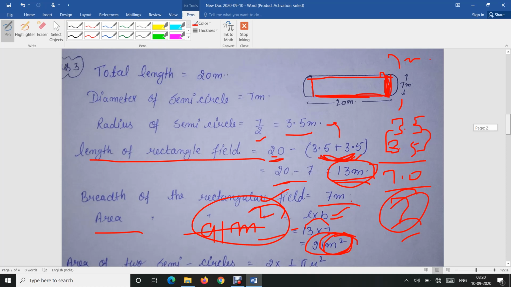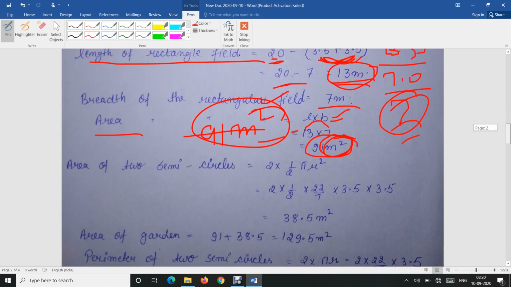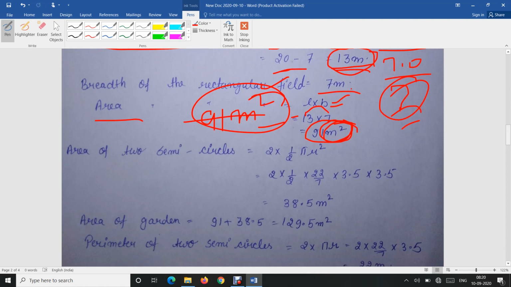After that, there is one more thing: you have to find the perimeter also. Now again I am saying that there are two shapes. The first one is rectangle and the second one is semicircle. We have found the area of the rectangle. Now this time we have to find the area of the semicircle. So the area of the two semicircles: if the area of one semicircle is 1 by 2 pi r square, then the area of the two semicircles will be, obviously, we will multiply that half pi r square by 2.